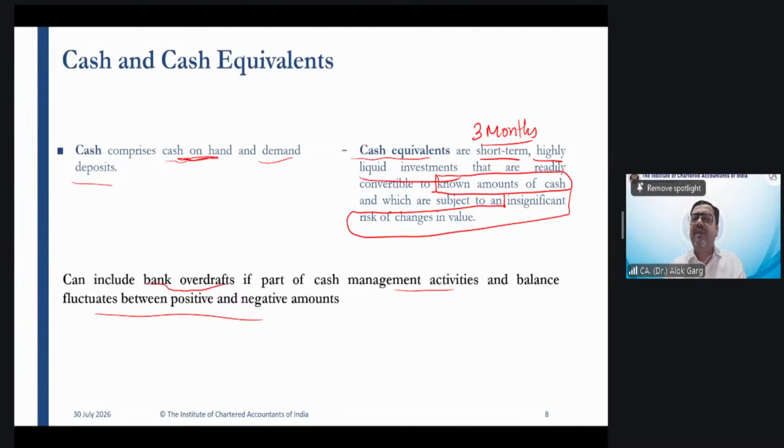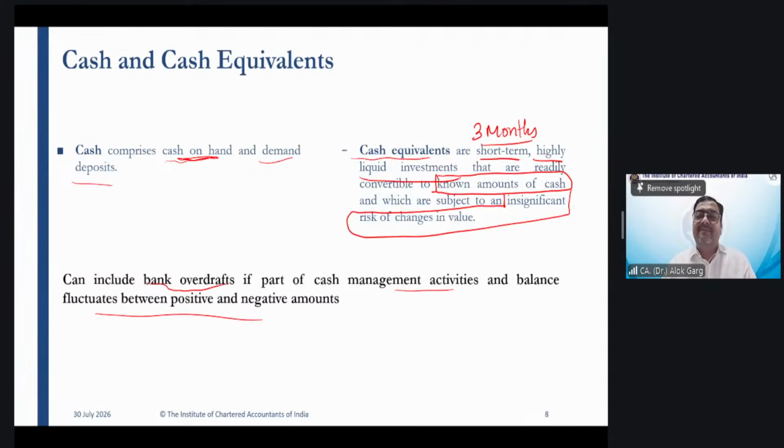Okay. So friends, bank overdraft will become part of the cash and cash equivalent if it is related to cash management activity, meaning if it is used for working capital management. Generally, bank overdraft has to be used for working capital management, right? And my dear friends, it fluctuates between positive and negative amounts. Whenever you have issued checks up to the extent you have money in your bank account, it has a positive balance. It can be negative when you have utilized it.